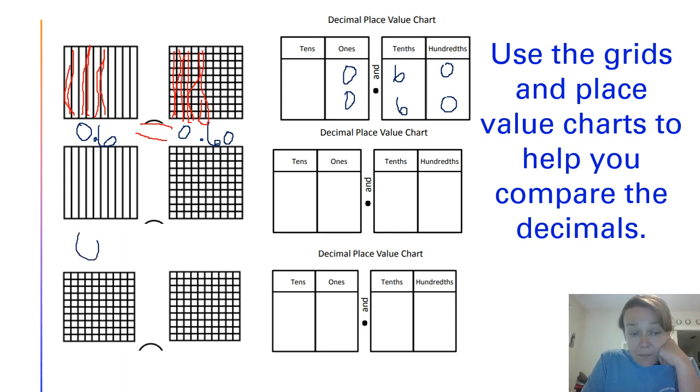All right, let's try another one. I'm going to let you think about it and write it down on your paper and put your greater than, less than symbol. I'll go ahead and write it in the place value chart. And you should be about finished.